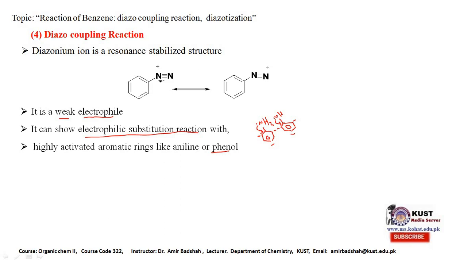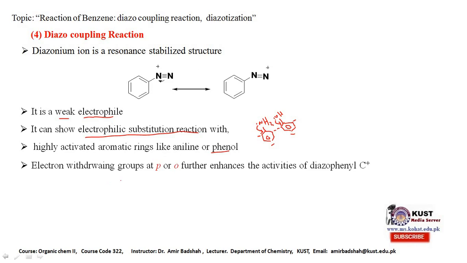So this giving of electrons to the ring makes the ring activated. It means it makes it more nucleophilic. So if a weak electrophile is there, it will react with them.